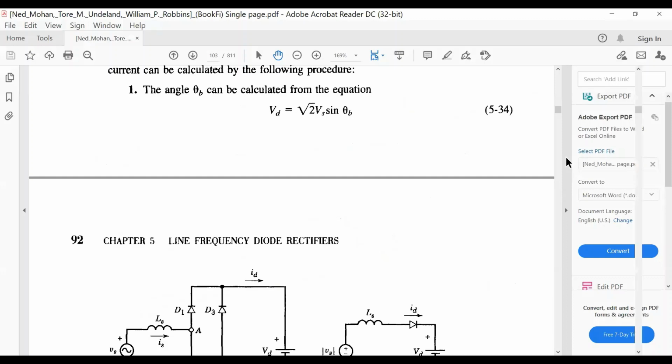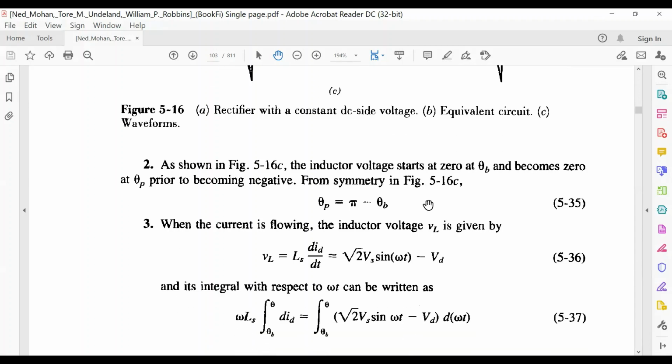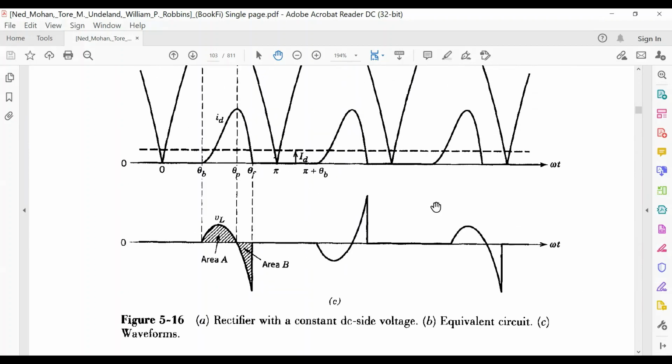Can you see the book? They have also plotted here the VL. Yes, sir. This is your VL. You know that VL will be nothing but LF dID by dt. So this slope is positive, so you will get the positive VL, and after the peak value, this slope is negative, so you will get the negative value. And this area A and this area B must be equal. This is your theta B, this is your theta P, and this is your theta F.